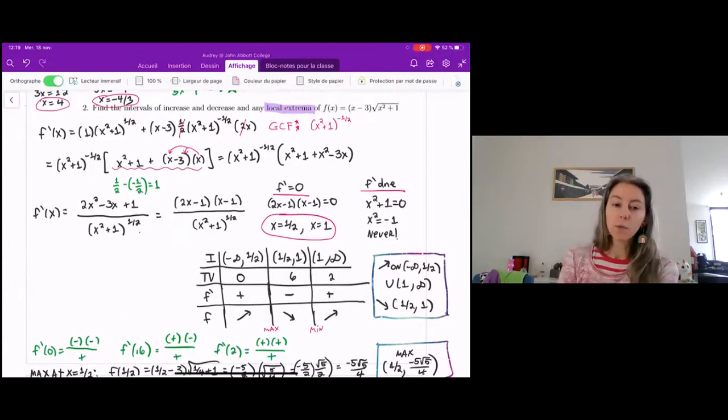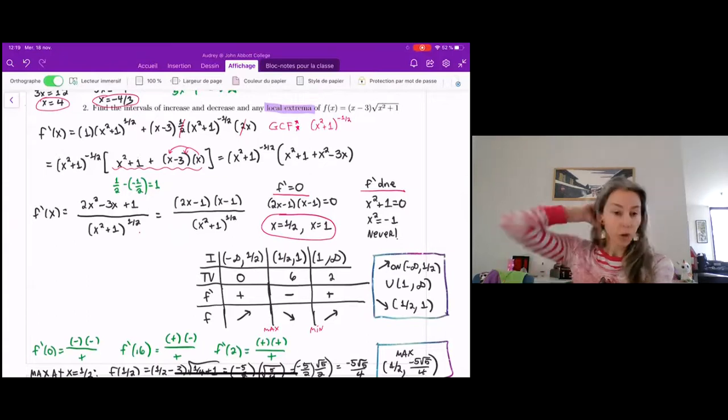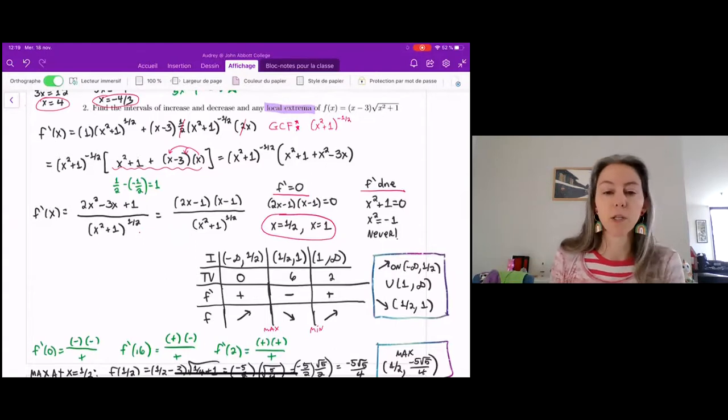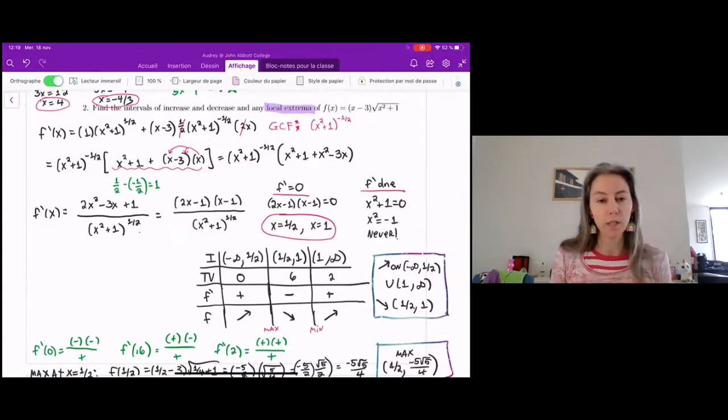The first thing I did was take the derivative, and then I found the greatest common factor of that derivative, which was x squared plus 1 to the negative 1/2. It was the thing that showed up on both sides. We took the lowest power.